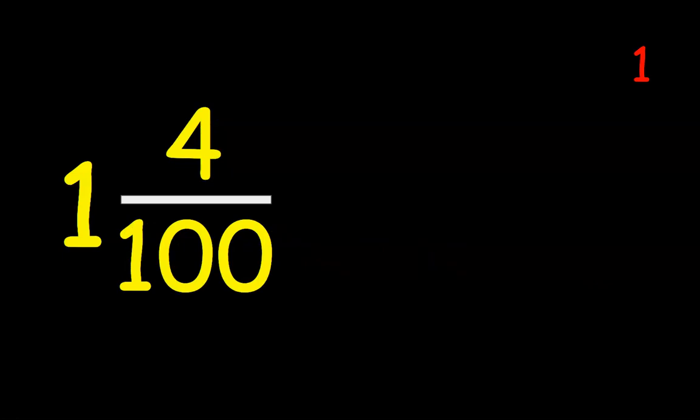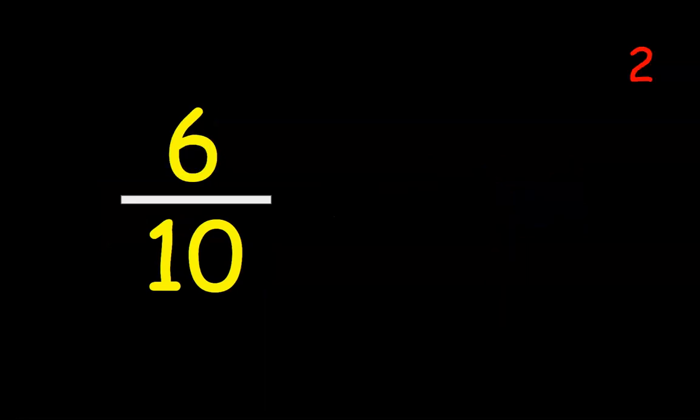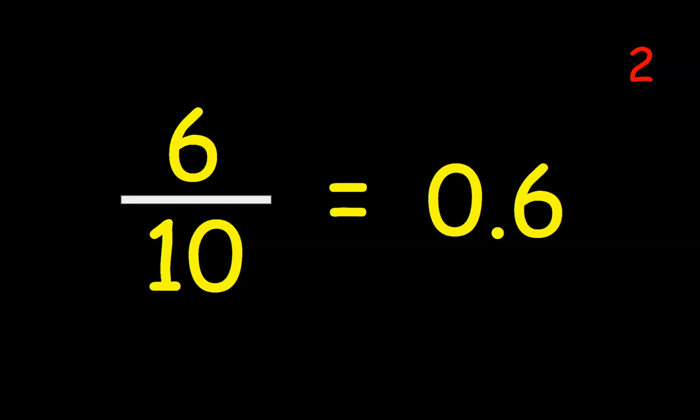1 and 4/100ths, pause, continue when ready. 1.04. If you got that wrong, go back to the beginning of the video and watch it again before you carry on. Or if you know why you got it wrong, you did something silly, that's fine. 6/10ths, pause and continue when ready. 0.6. 6/10ths, 6 in the tenths column, which we did have here earlier in the video, but it's not there anymore.